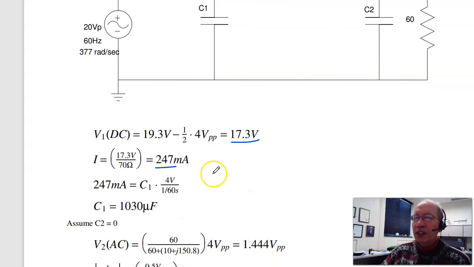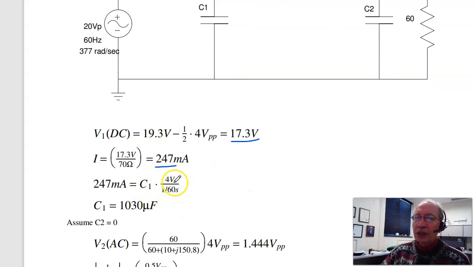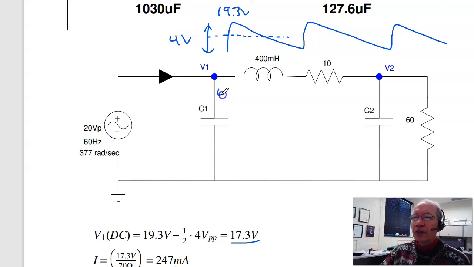From I equals C dV/dt, pick a capacitor so that I have 4 volt ripple for 1/60th of a second at 247 milliamps. C should be 1030 microfarads. Once I know C1, I can find C2. This is 4 volts peak to peak. That's the AC voltage.